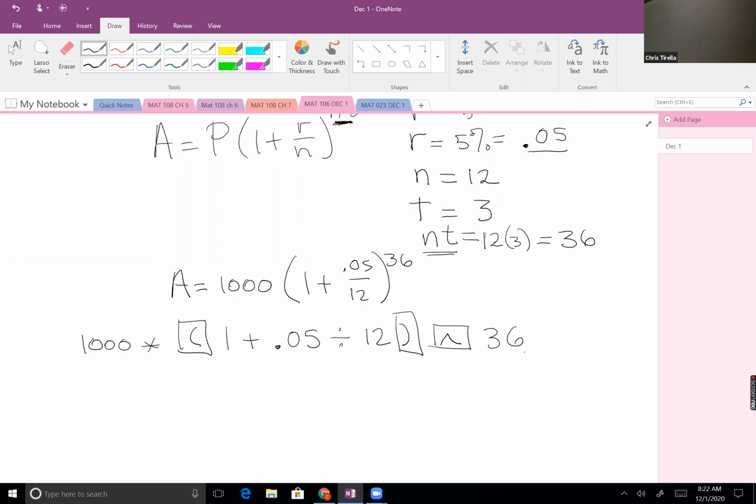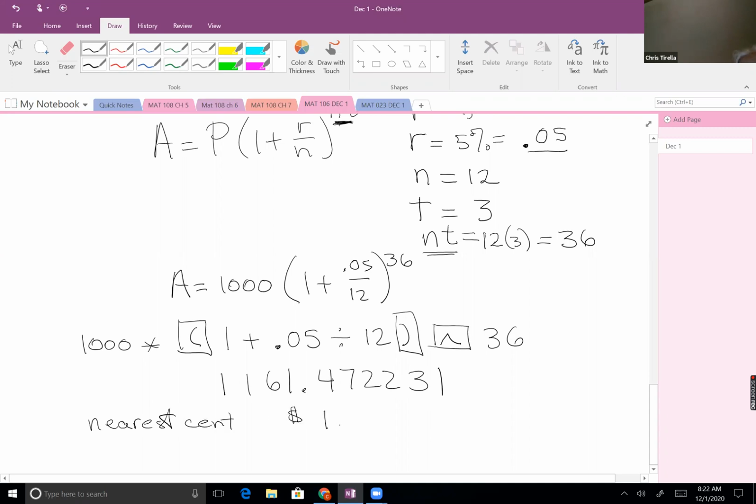And then doing this, the 1,000 times parentheses 1 plus 0.05 divided by 12, close parentheses, caret up 36. I am getting 1161.472231. Because it's money, we'll round to the nearest cent, unless we're told otherwise. And so we'd be getting $1,161.47.